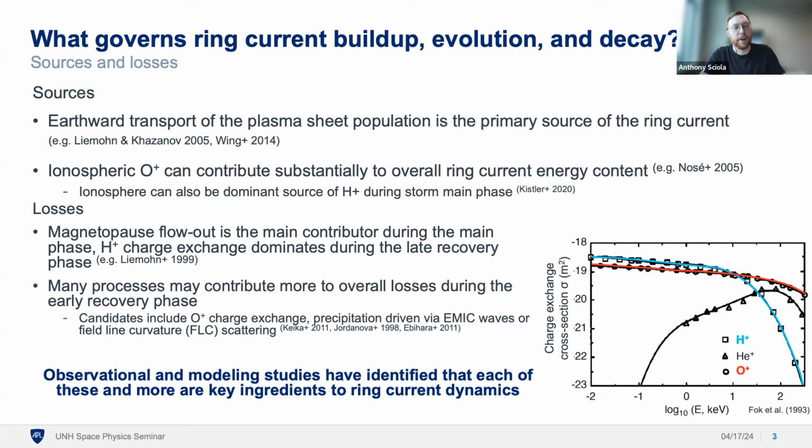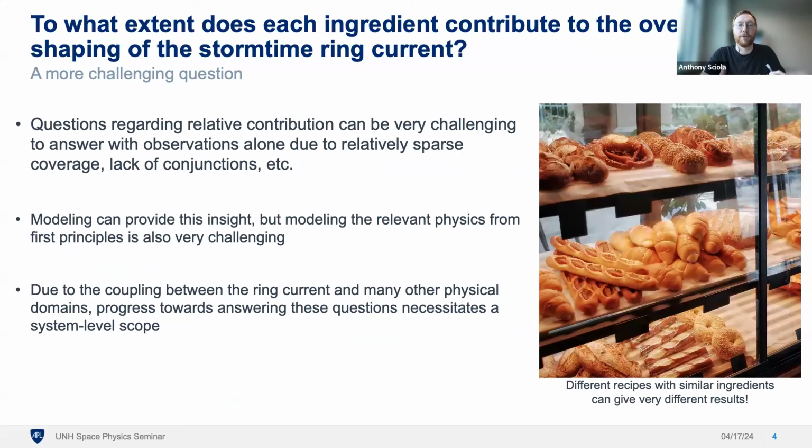But the point here is that we have many decades of observational and modeling studies that have identified that each of these things and more are key ingredients in ring current dynamics. And so the next question is, to what extent does each ingredient actually contribute to the overall shaping of the storm-time ring current?